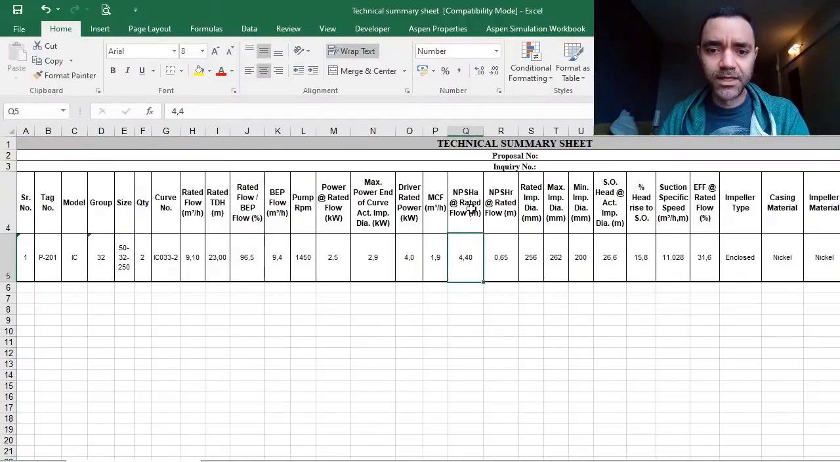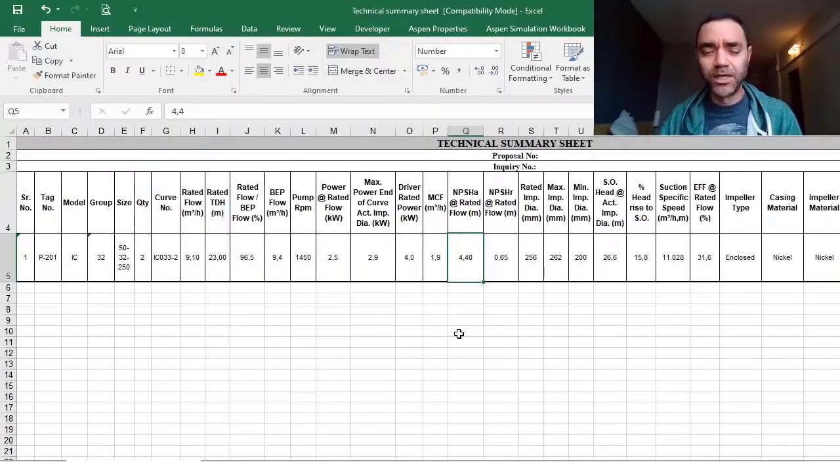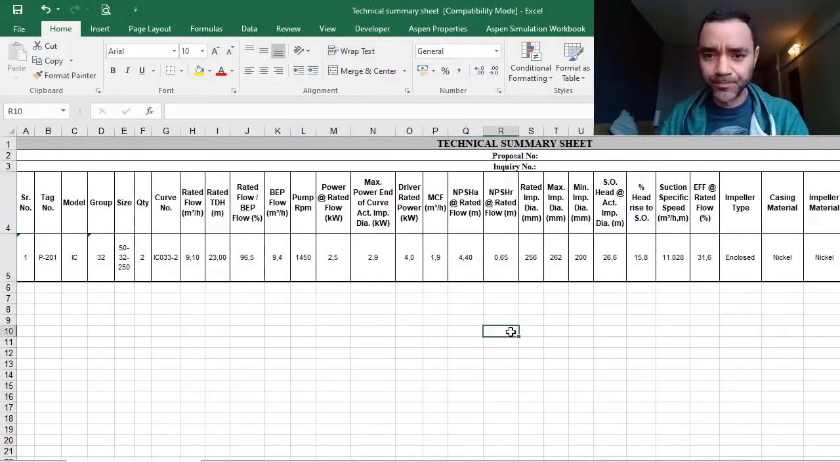You have the NPSH available at the rated flow, so 4.4, and we have the NPSH required at the rated flow. So it's required 0.65. We have available 4.4. It's okay. And most often, from the required to the available, we have from 0.6 to 0.9 meters of margin. We always need to have a safety margin to make sure that you will not compromise the operations and have cavitation in your pump.